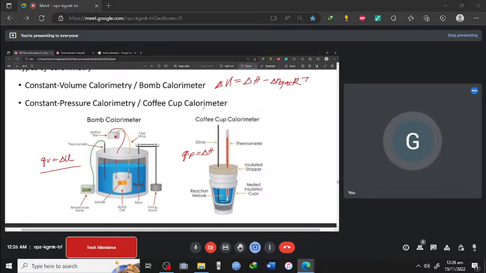Vice versa. Paano pag coffee cup calorimeter naman yung problem, pero pinapahanap sa atin yung delta U, then we have to use this relationship between the delta U and delta H to calculate the missing energy. No? So, pwede nating i-apply ito. Okay? So, let's have an in-depth discussion, no, for each of these two types of calorimetry.